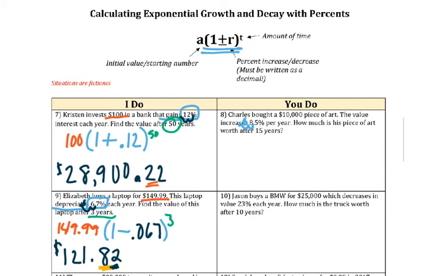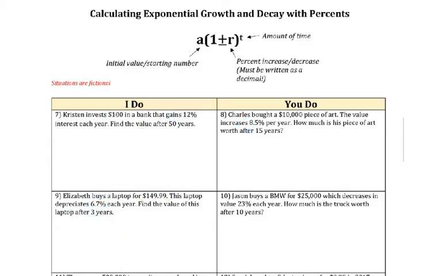Okay, try number 10. Jason buys a BMW for $25,000, which decreases in value by 23% each year. How much is this BMW worth after 10 years? Try number 10.